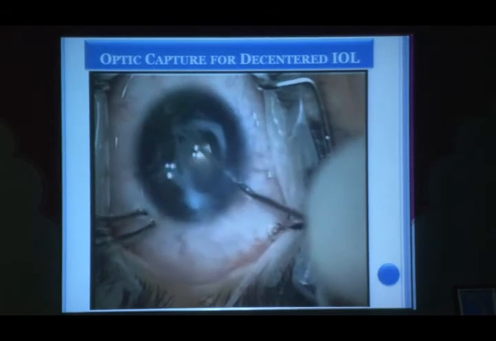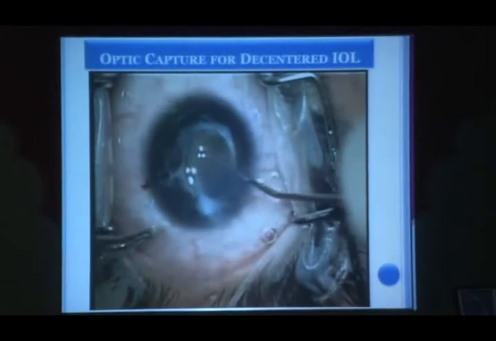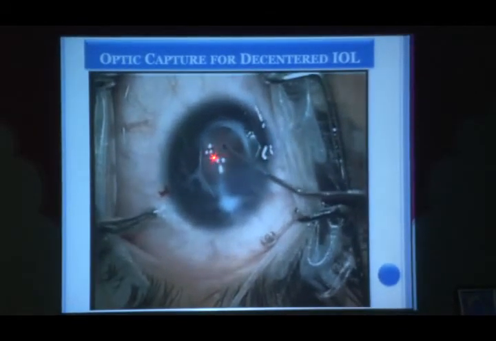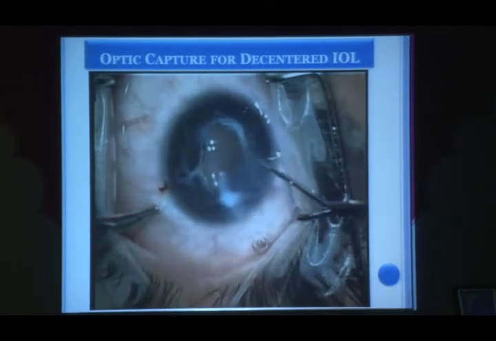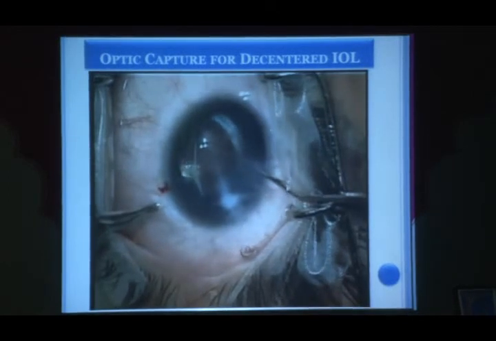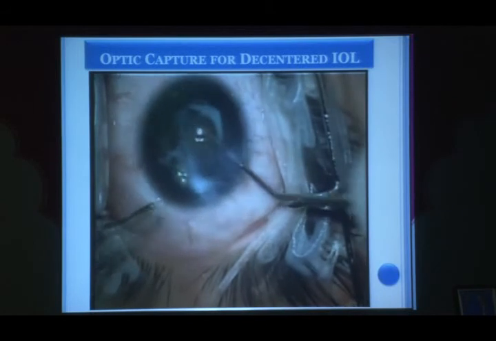And if you leave it like that, there's always a tendency for the lens to move again and get decentered. So it is always better to capture the IOL. So the IOL is being captured into this fibrotic opening in the capsule. And once you capture it, the IOL remains well centered always.